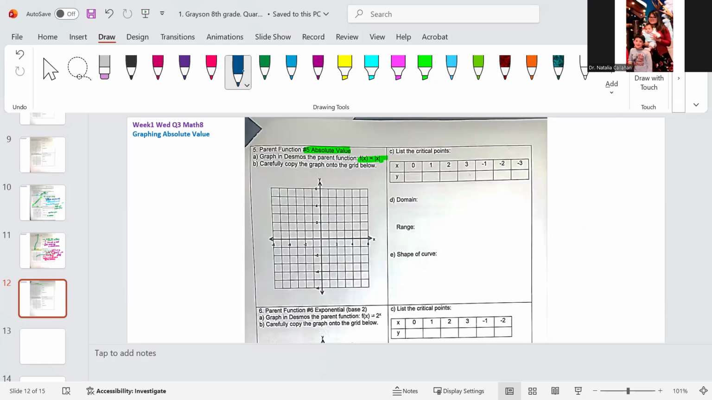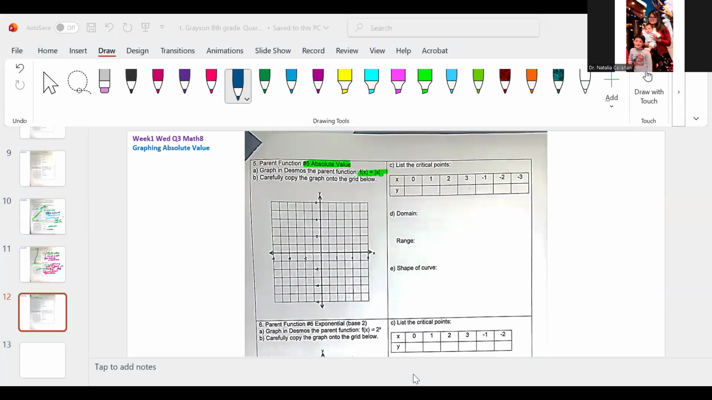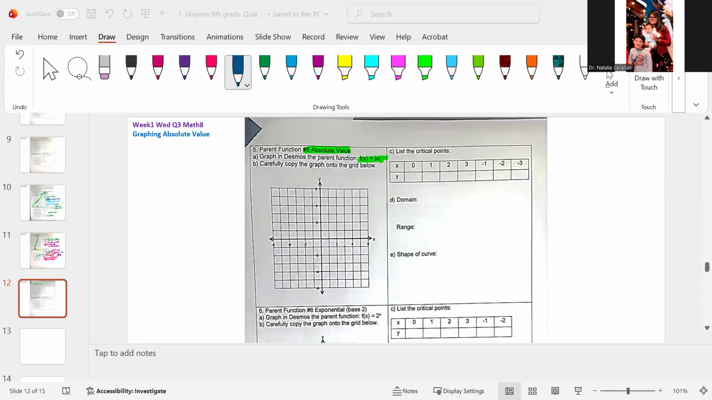So what did you fill out here? Did you fill it out yet? Well, take a moment and fill it out. I'll wait for you. Okay, so what is your function? When x is equal to 0, what's your answer for y? Just 0, 1, 2, 3, 1, 2, 3. Okay, now did you graph it? Yeah.